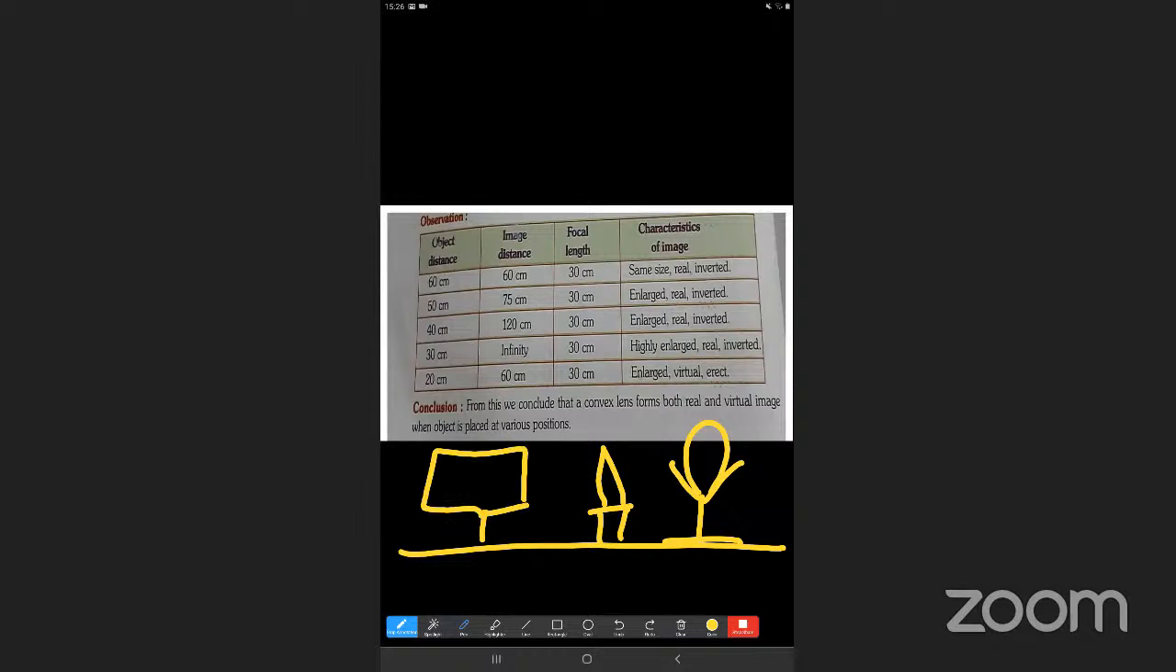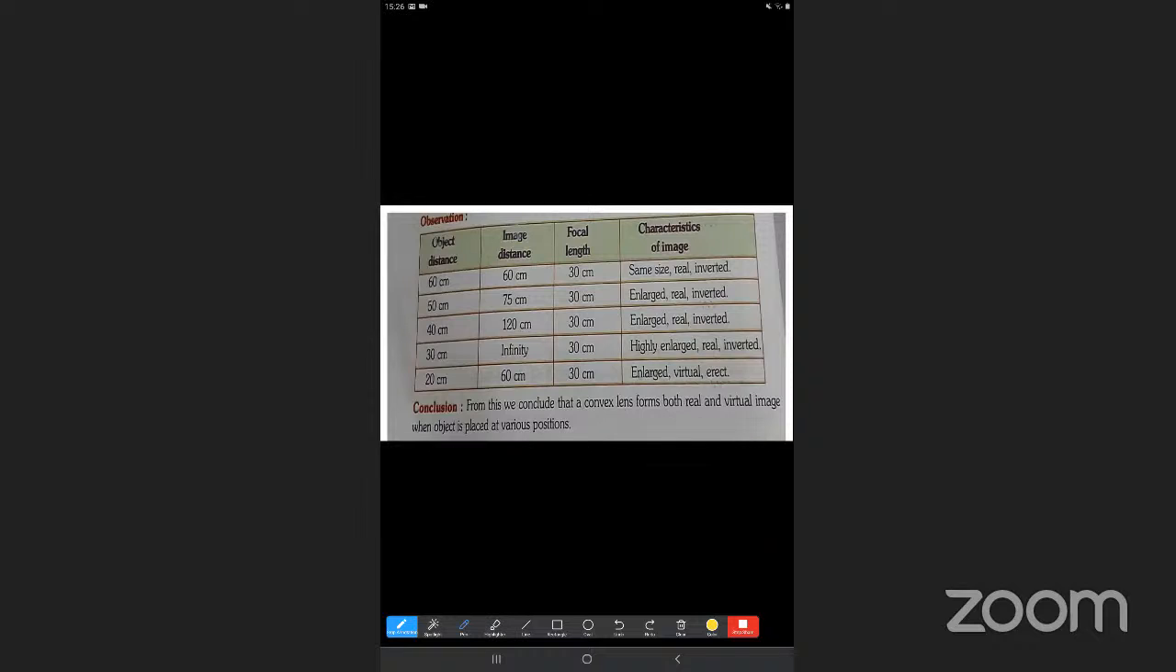Okay, it is an enlarged image, virtual image, and erect image. So from this we conclude that a convex lens forms both real and virtual images when the object is placed at various positions. Then what about the concave lens?